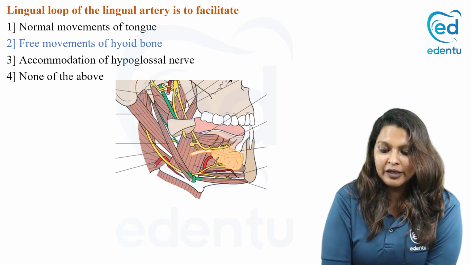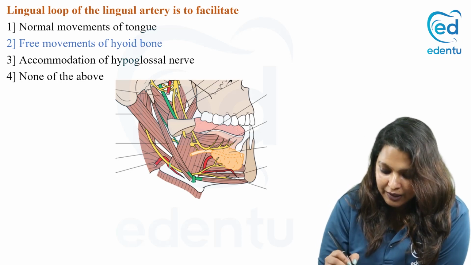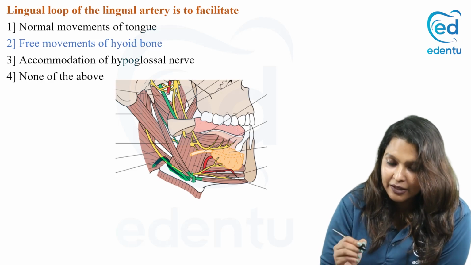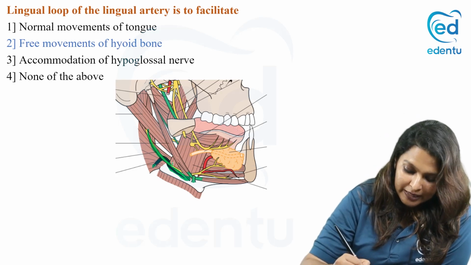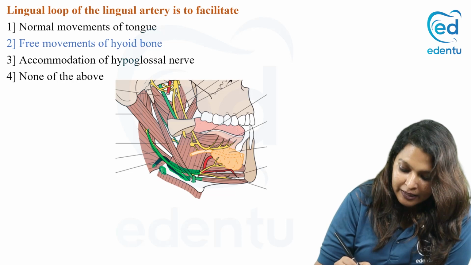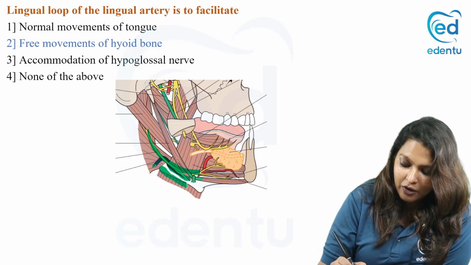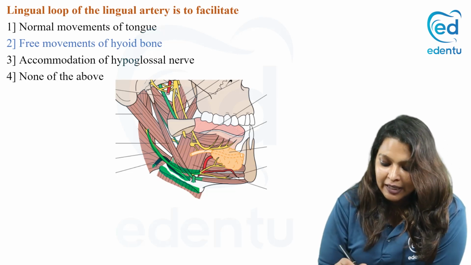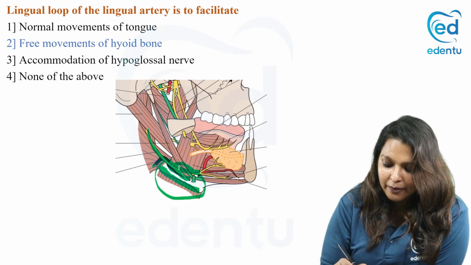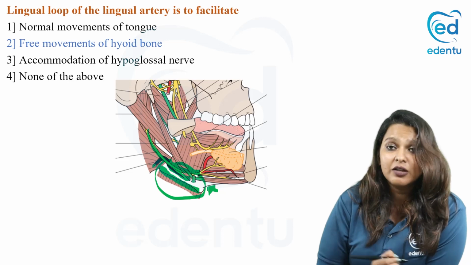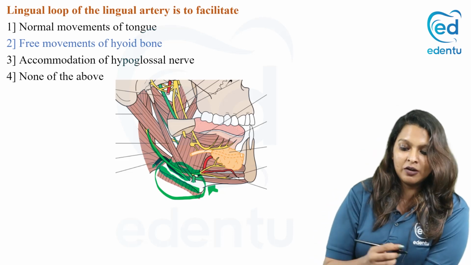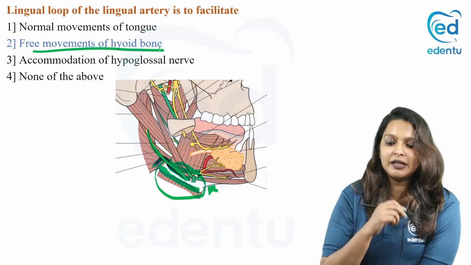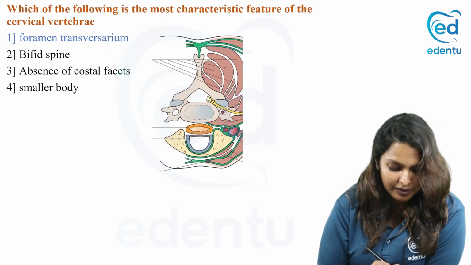Lingual loop of the lingual artery. So this here is the lingual artery. Okay, it is related to two structures, the 12th cranial nerve and the tip of the greater horn of the hyoid bone. It has the loops so that the hyoid bone can move. It is closely related to the tip of the greater horn of the hyoid bone. So free movement of the hyoid is facilitated by the loop of the lingual artery.